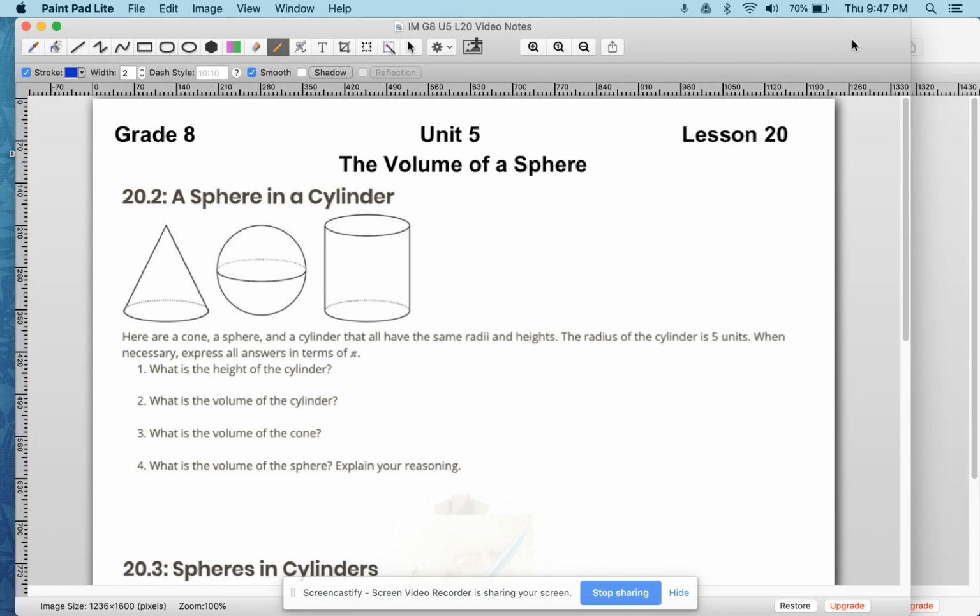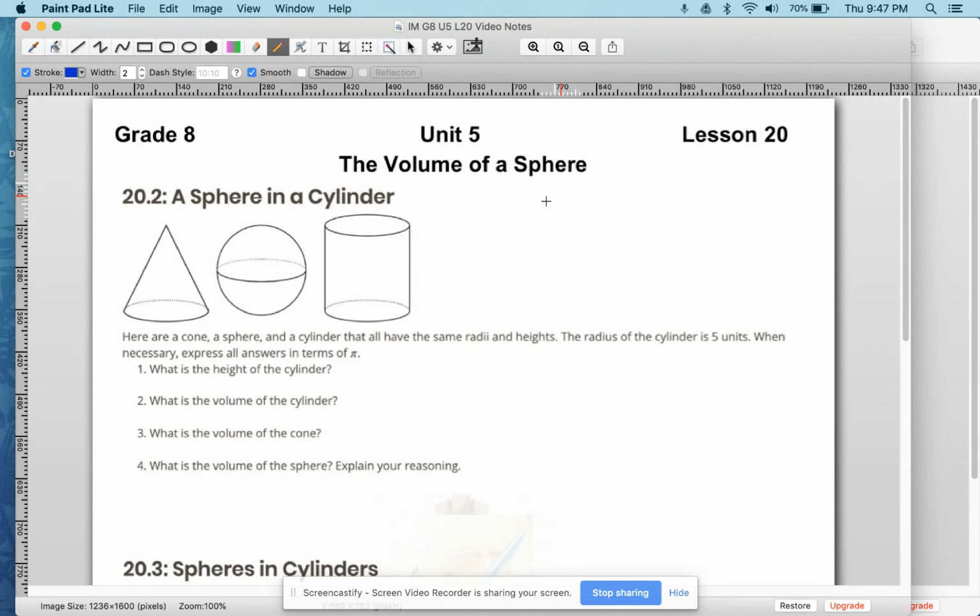Hi students, today we're going to talk about the volume of a sphere. You knew it was coming. We've already done the volume of a cone and the volume of a cylinder. And then yesterday in class we talked a little bit about spheres, talking about the hemisphere, which is half of a sphere. So today we're going to jump right in and look at volume.